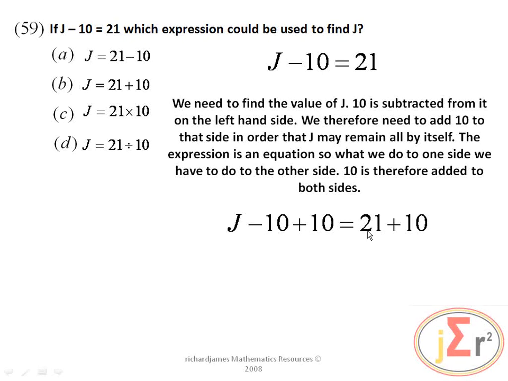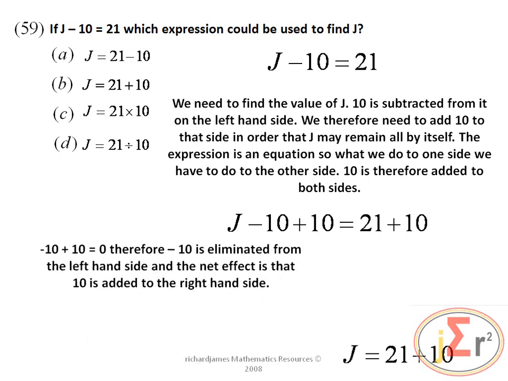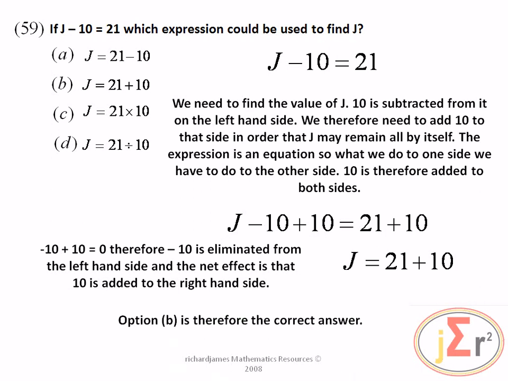So we have 21 plus 10 on the right hand side, and according to the option here, no simplification of the right hand side is required, so we may just leave it as it is. However, on the left hand side, the negative 10 and the positive 10 are additive inverses, and they will eliminate each other. The correct option is option B.